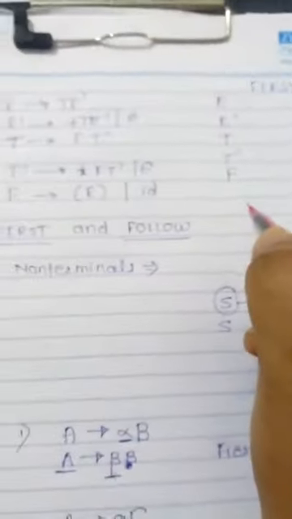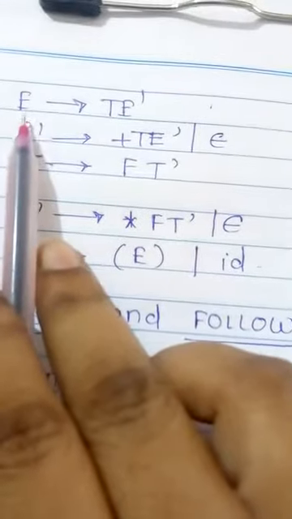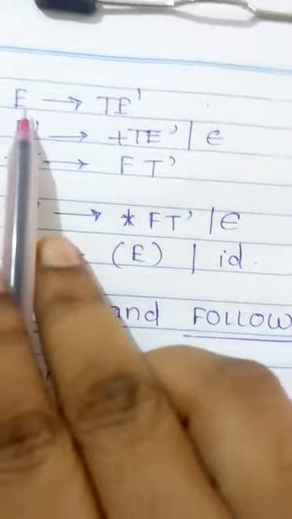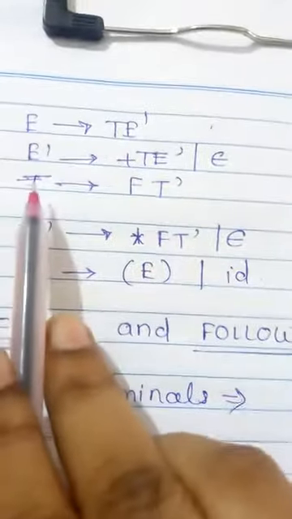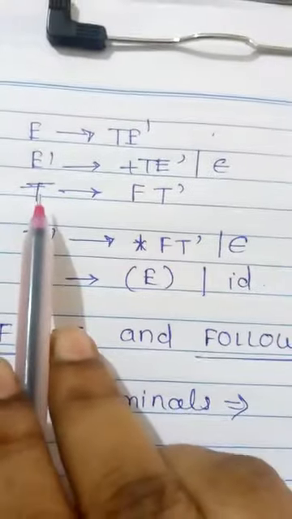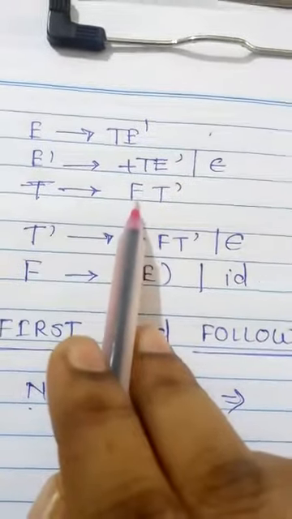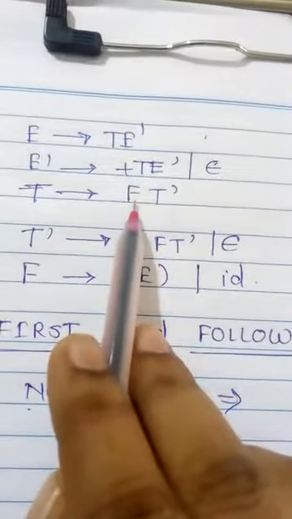Now check this example. What does this example say? E gives me T. Means E is giving you another non-terminal. So first of E will have first of T in it. Okay. So check for first of T. Now check for T. T gives you F. Again it is a non-terminal.